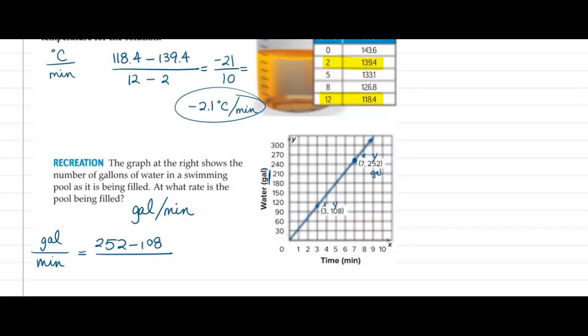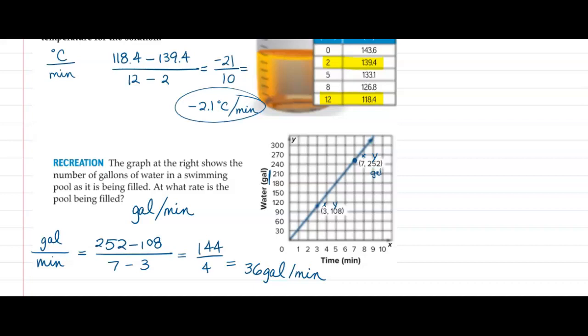When I had 252 gallons, I had 7 minutes of time that had passed. When I had 108 gallons, I had 3 minutes of time. So that's how my time has changed. It went from 3 minutes to 7 minutes. And when I simplify this, I get 144 over 4, which is 36 gallons per minute. That's the rate of change for my swimming pool, how fast the swimming pool is being filled.